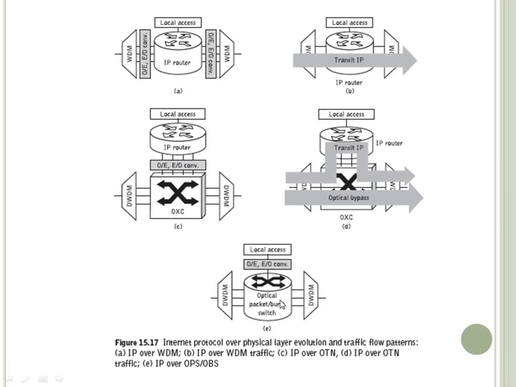So here in this figure is the advanced version of IP over optical switches. The packets are switched in the all optical domain using either optical packet switches or optical burst switches. The successful implementation of such IP over optical switches depends on development of photonic integrated circuits which are not yet commercially available.